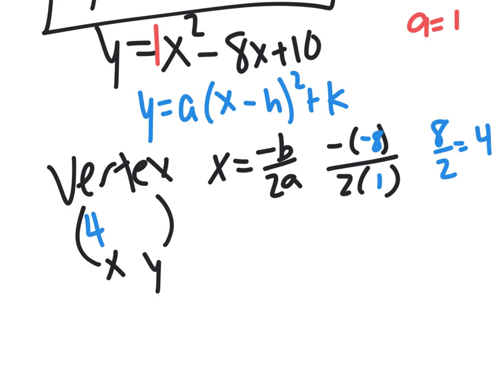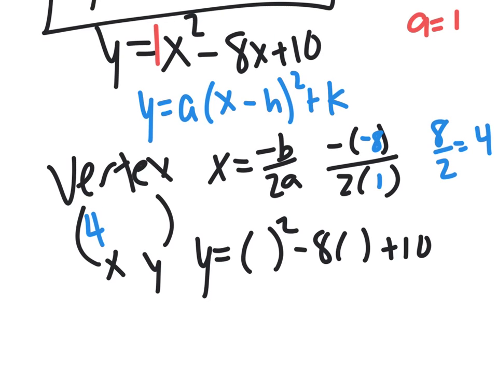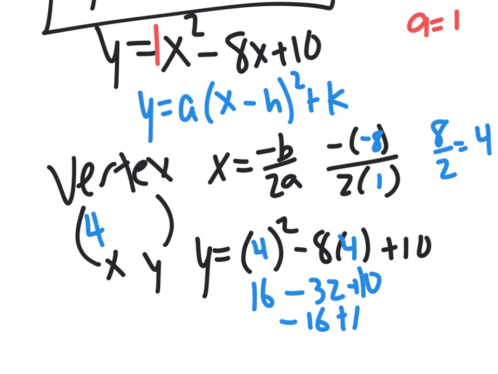How about the y value? How do I find the y value once I already have my x value? You plug it in. So I'm going to take this 4, which is the x, and I'm going to plug it in to my x's right here and right here. Okay? So let me rewrite this thing, but instead of x's, let me put parentheses, and then I'm going to plug in that 4. So there's my equation with parentheses. I'm going to plug in the 4 right in here. Now I'm going to work it out to get my y value. This is 16. This is minus 32. This is plus 10. So I get negative 16 plus 10. I get negative 6 is my y value.